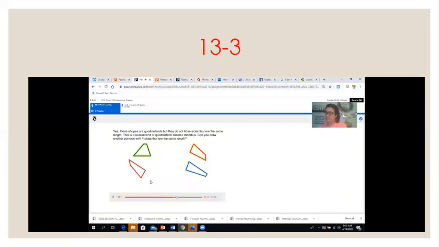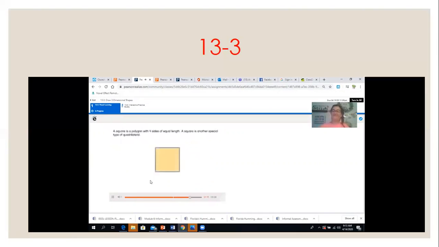Yes, these shapes are quadrilaterals, but they do not have sides that are the same length. Is this a square or a rhombus? This is a special kind of quadrilateral called a rhombus. Can you draw another polygon with 4 sides that are the same length? A square. A square is a polygon with 4 sides of equal length. A square is another special type of quadrilateral. Now you know how to draw polygons with sides that are the same length. All right. Let's go to the interactive practice.